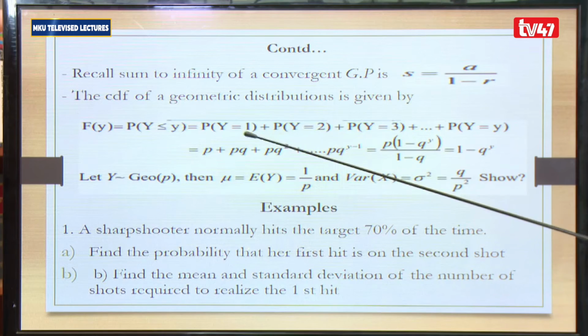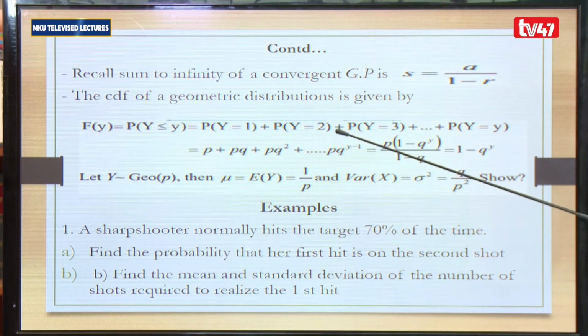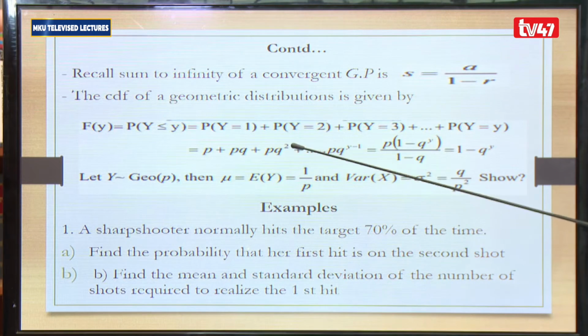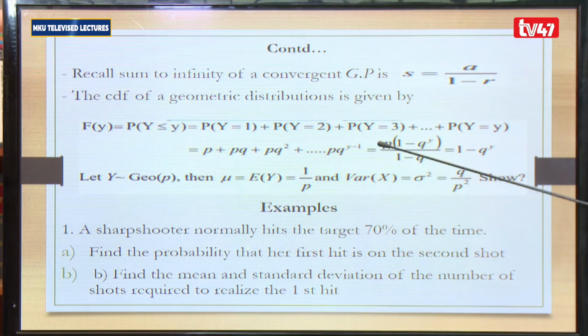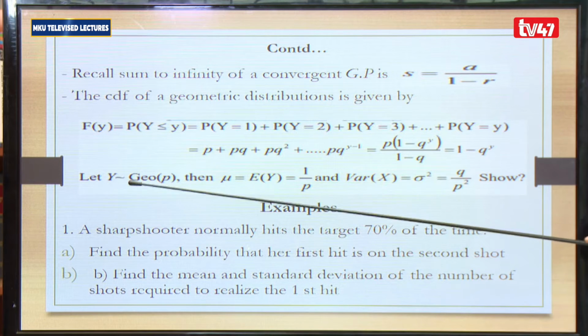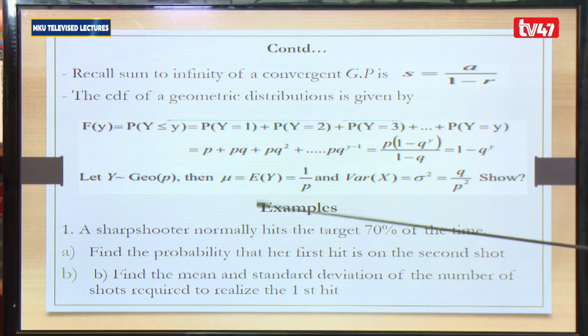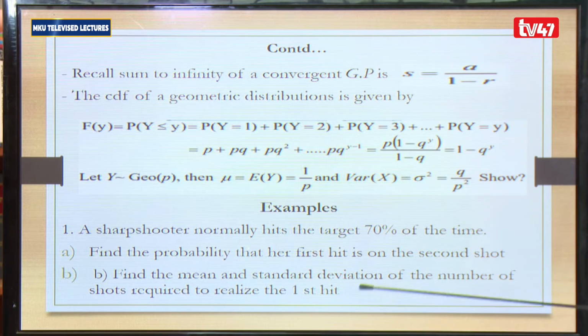The CDF for a geometric distribution is given by this. This is the CDF because we are summing over the values of x from the smallest value of x up to the given value. The mean of a geometric is 1 over p, which can be shown, and the variance is q over p squared. So we look at an example.